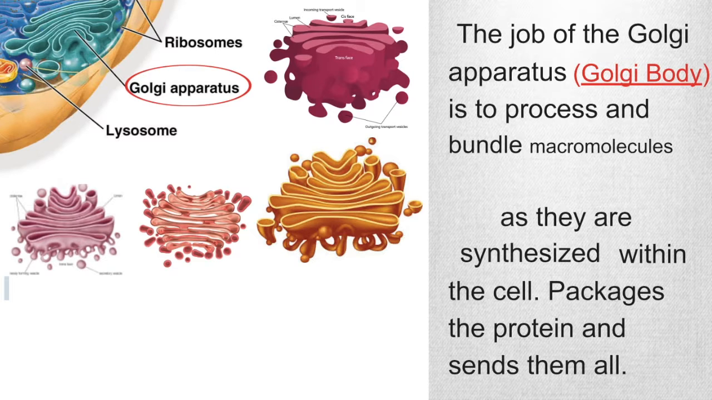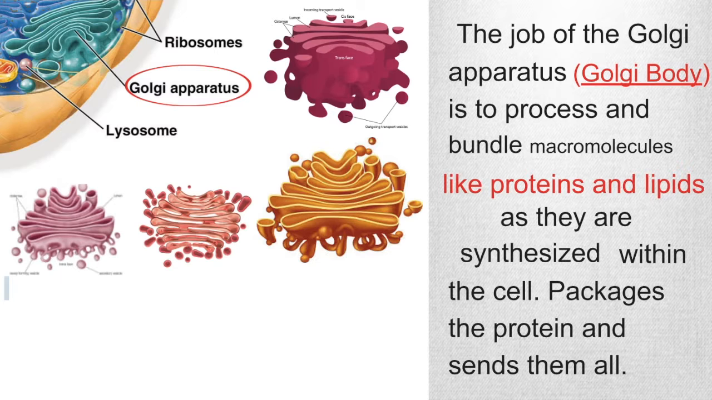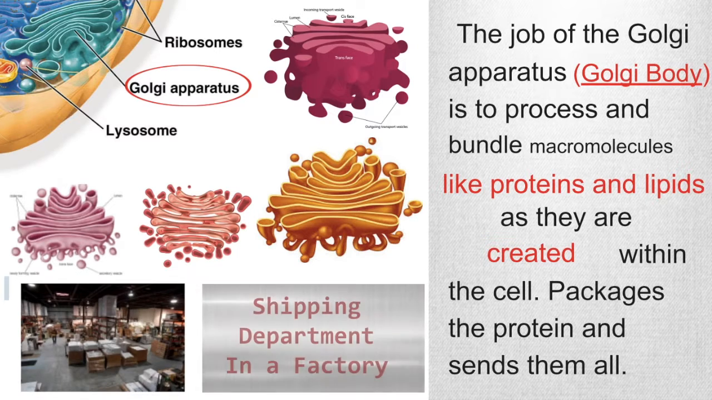Anyways, the job of the Golgi body is to process and bundle macromolecules. Am I saying that right? Macromolecules are basically very large molecules. An example would be protein or lipids. So it processes and bundles macromolecules like protein and lipids as they synthesize. Synthesize essentially means to create within the cell. It also packages the protein and sends them off. Think of it like the shipping department in a factory.